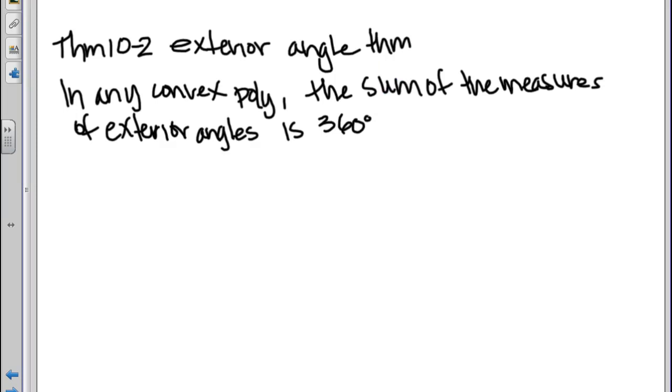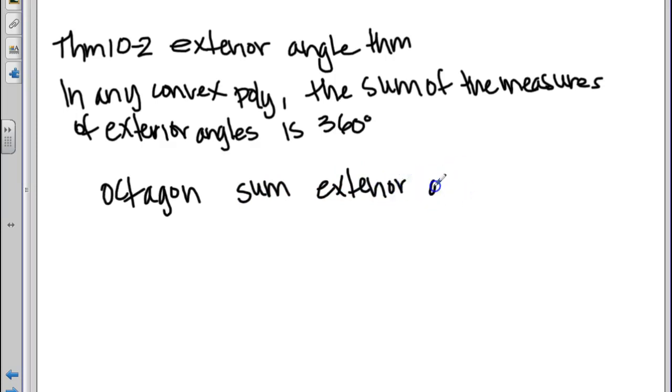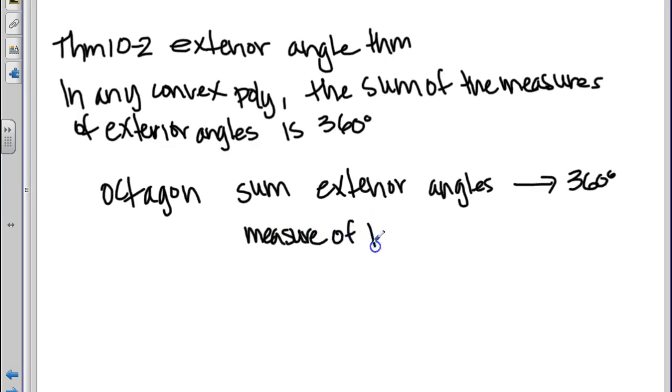Let's say that we have an octagon. The sum of the measures of the exterior angles: I don't even have to do any figuring. 360 degrees. What if I want the measure of one exterior angle? How many exterior angles would I have in an octagon? Yeah, 8, right? I have 8 interior angles, so I would have 8 exterior angles.